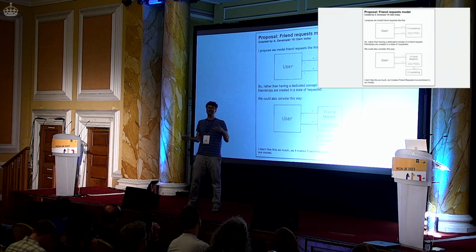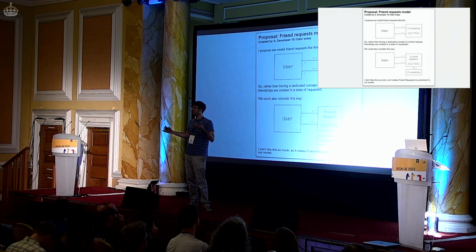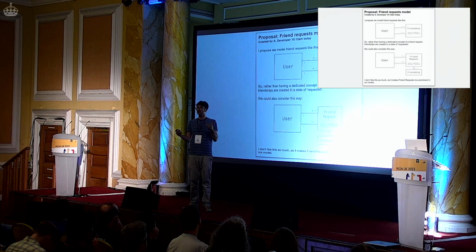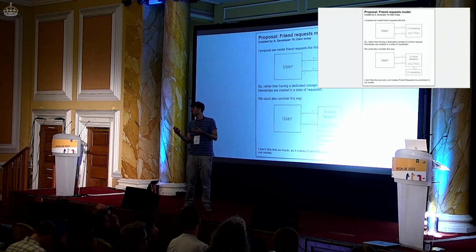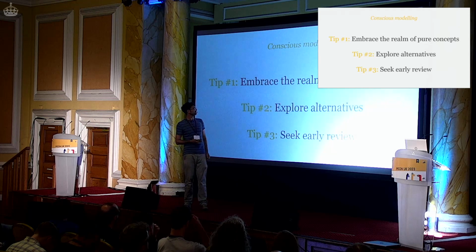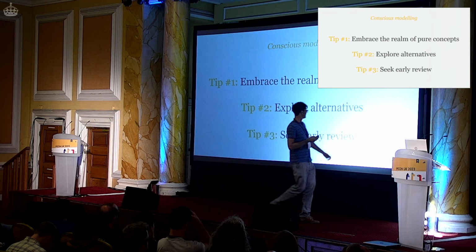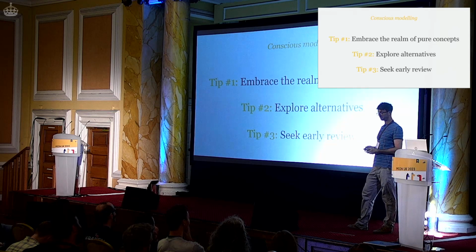It's not complicated. Just write it down somewhere. Say, this is how I propose we model this particular feature. These are the concepts. Here's a little diagram. Here are some other things I considered which I don't think are as good. Pros and cons, things like that. Get some feedback. Okay, so to sum up: embrace the realm of pure concepts. Don't stand in front of your words. Explore alternatives and seek early review.